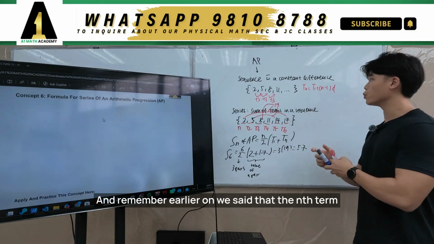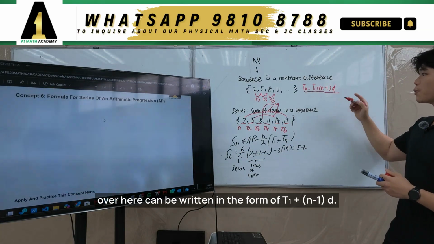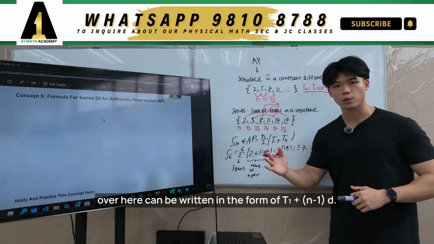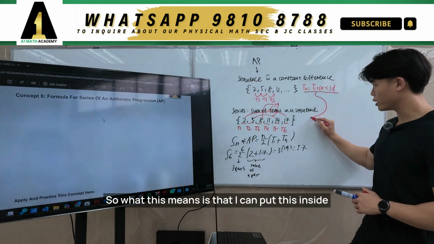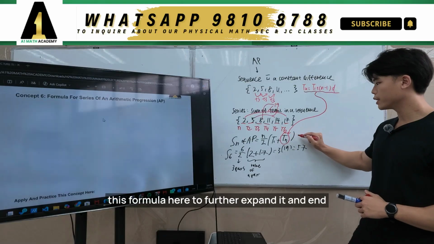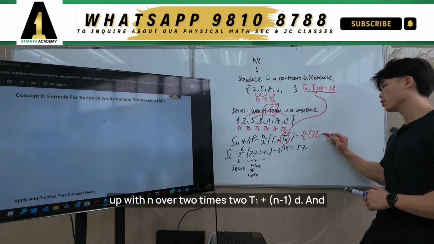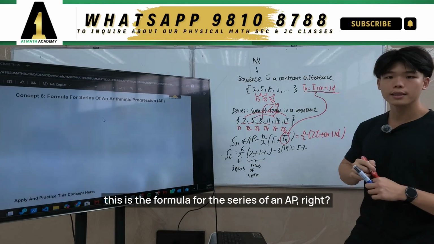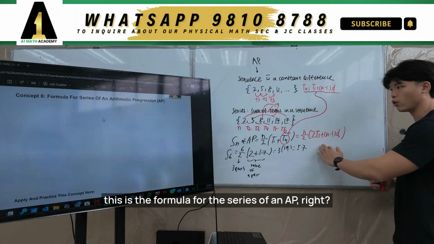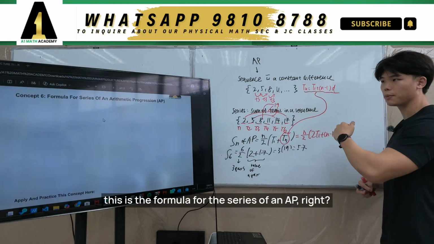And remember earlier on we said that the nth term over here can be written in the form of T1 plus n minus 1 d. So what this means is that I can put this inside this formula here to further expand it and end up with n over 2 times 2T1 plus n minus 1 d. And this is the formula for the series of an AP.